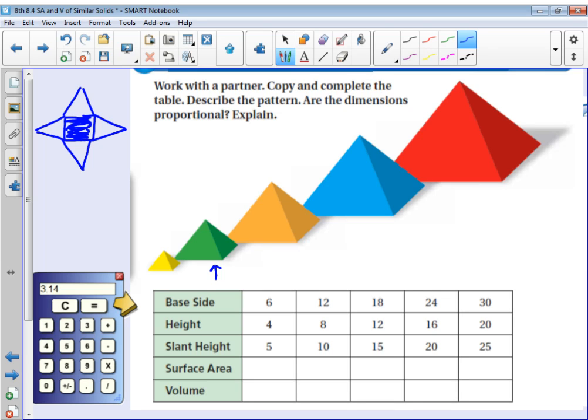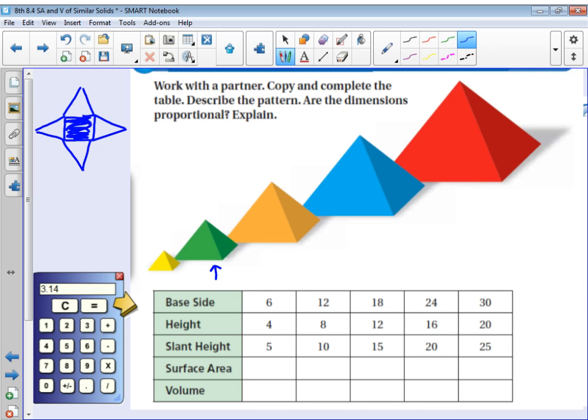So our base side, they are telling us, was 6. Our slant height was a 5. So this piece right here is 5. So to review how to find the area of this triangle, we have 6 by, the height there is 5. Remember, it's base times height divided by 2. So 6 times 5 is 30. Divided by 2 would give me 15. So each of these triangles is 15.